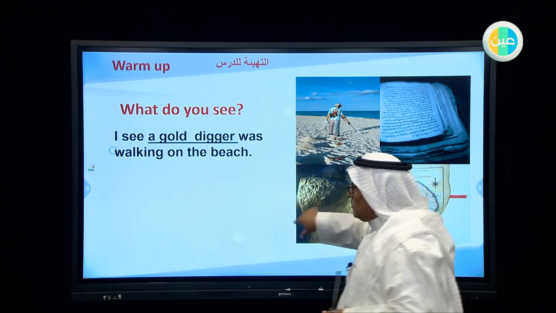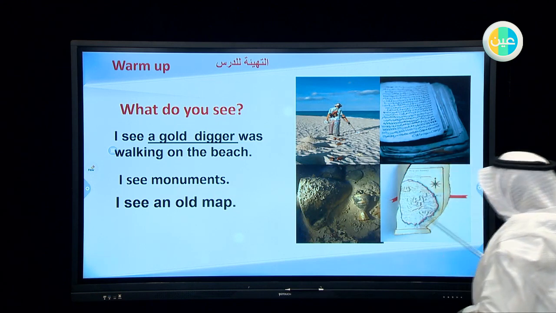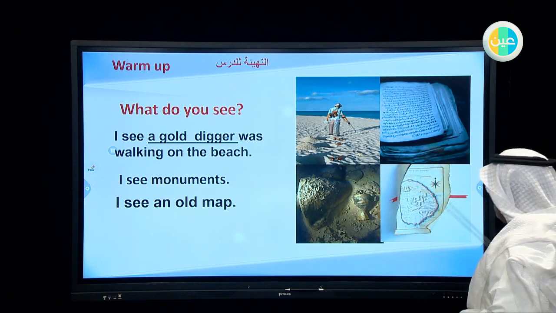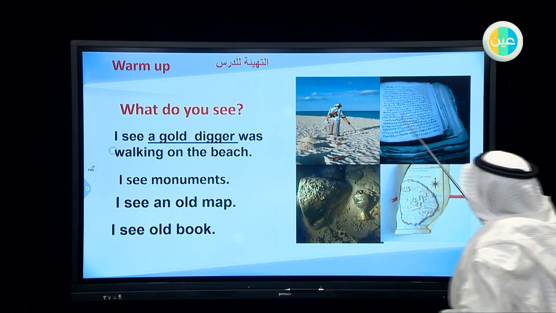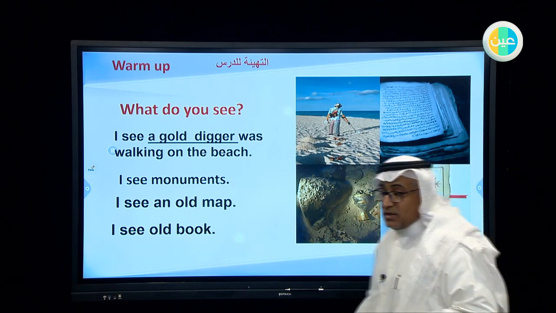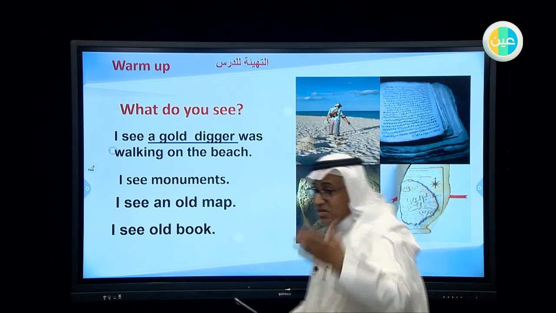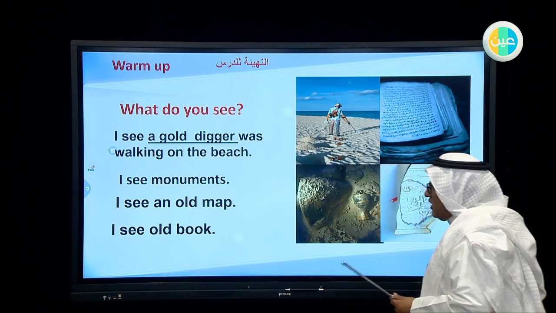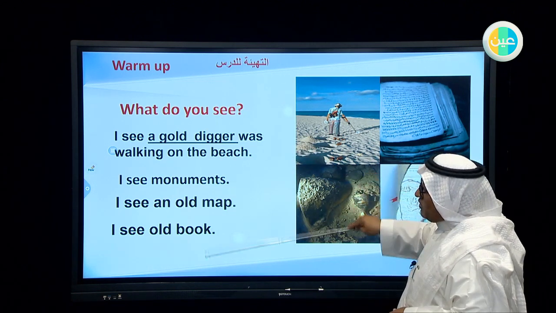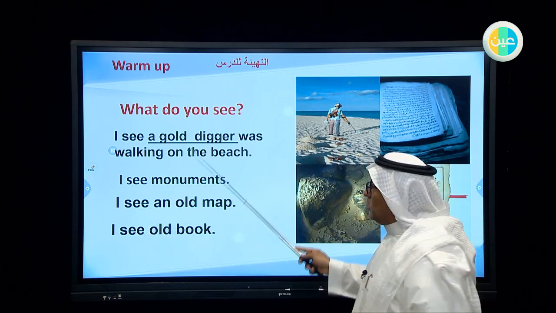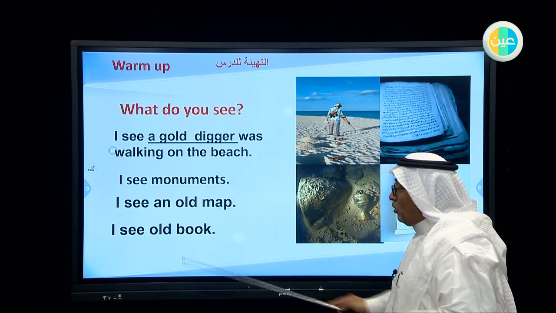And also we see other things. We have an old map. You see a map, maybe for treasure. Okay, an old map, and we have an old book, maybe written more than two centuries ago, or before three centuries. Okay. From these questions and from these answers, we learned some new words like gold diggers, and also beach, monuments, old map, old book.